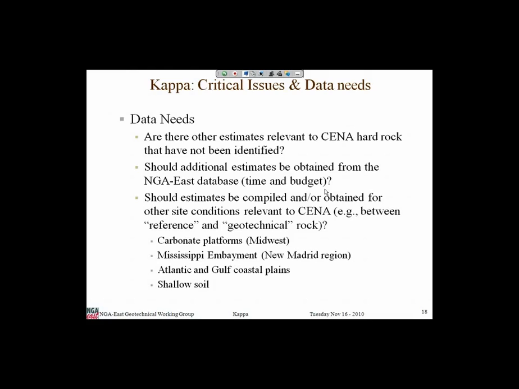And here I was thinking there may be a difference between reference and geotechnical rock. In other words, we might have this gap in between where we're at something like 2,800 meters per second here, but geotechnical models are starting here, right? And then you have this gap in between. And we might need Kappa, we might need amplification in that gap. So that's still under discussion. We may not have that gap. So we may not have to deal with that.